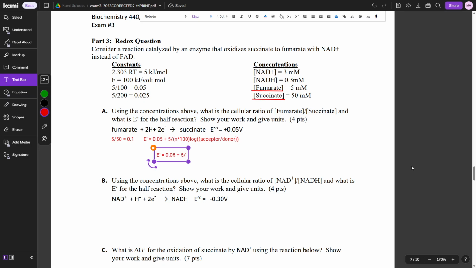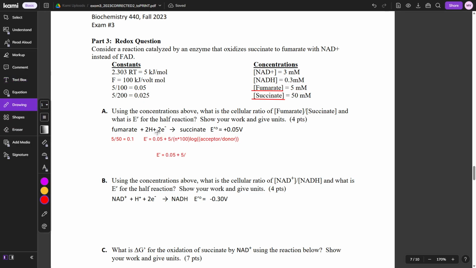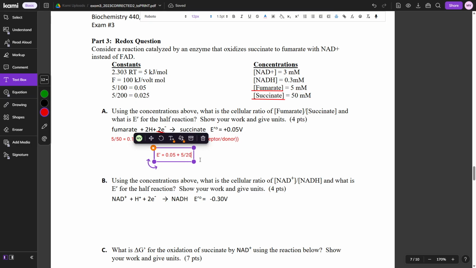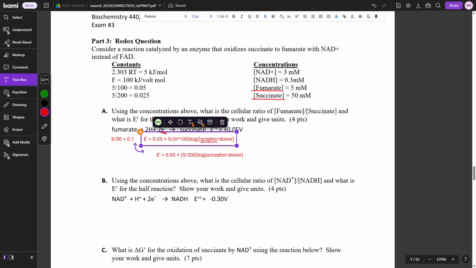Number of electrons, 2. And we got 2 because there are 2 electrons here. So it's going to be 2 times 100, which is 200. And then that's going to be the log of acceptor divided by donor. Why did I put the double parentheses up here? Except your donor is the 0. Yeah, yep.